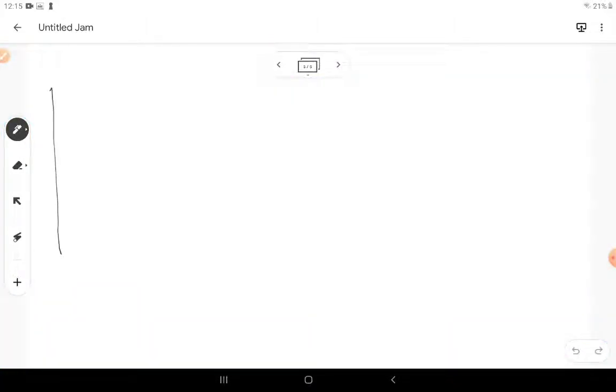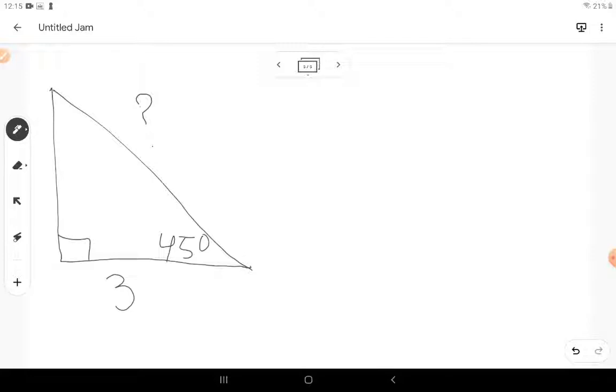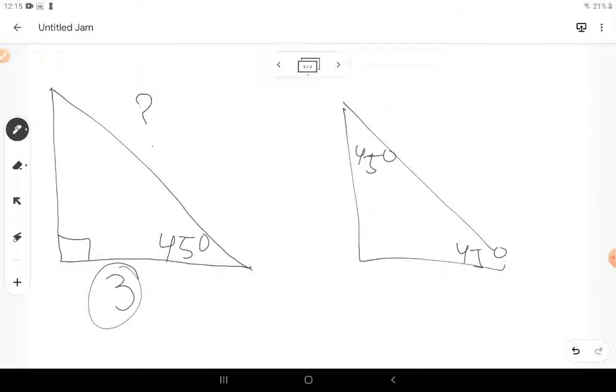I'm going to give you a right triangle with a 90-degree angle and a 45-degree angle. I'm going to ask you to find the hypotenuse, and I'm also going to give you one of the sides, which is 3. Remember, in the 45, 45 triangle, the two sides opposite 45 degrees are the same. So if this is 3, this over here should also be 3. So we have 3 and 3, right?